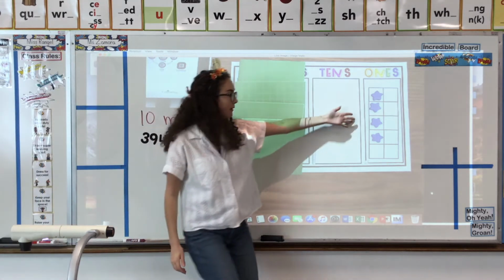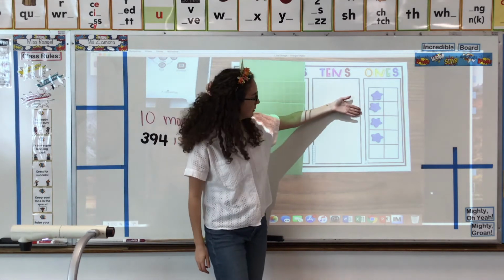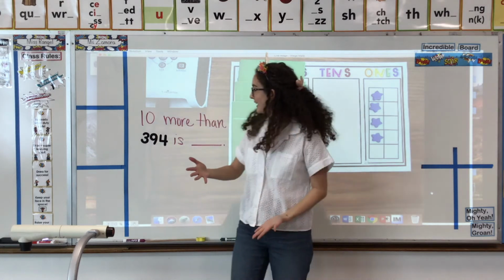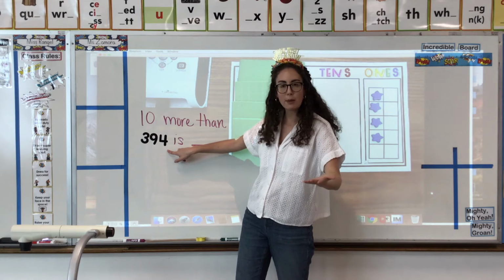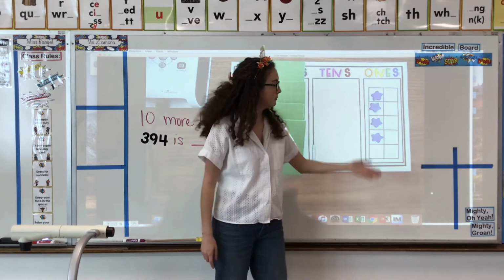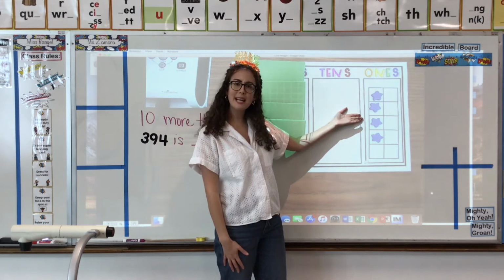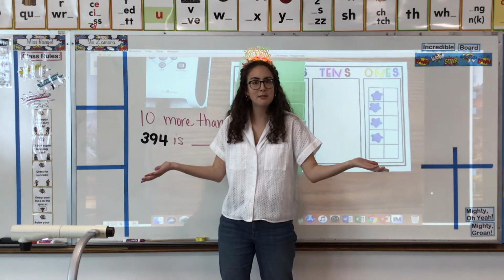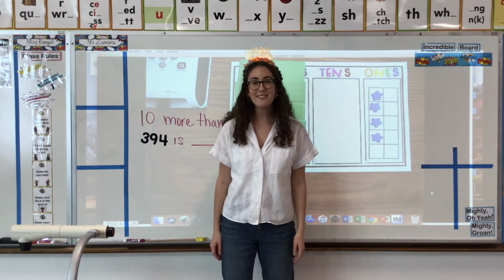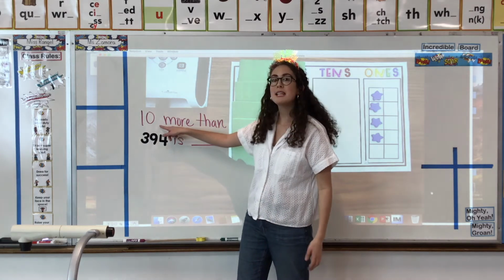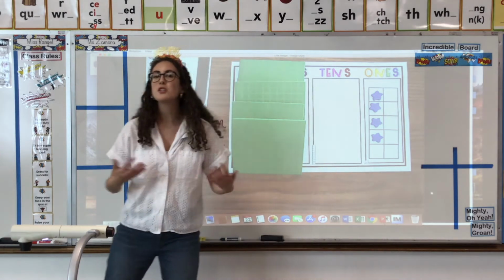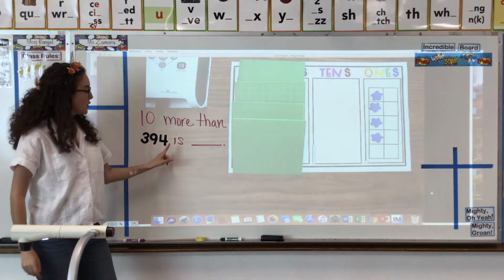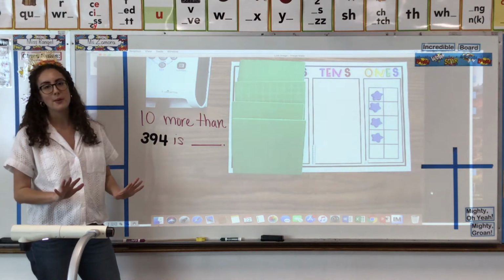But what about our ones? How many ones do we have? 4. That's the exact same amount of ones we had before. Did we change our ones at all? No. Do we need to? No, we don't. Because all we did was add a 10, which only required us to then bundle our 10s. So our ones got left alone.